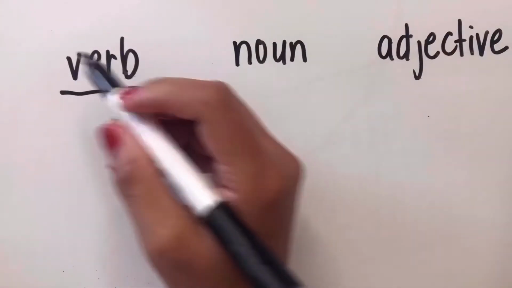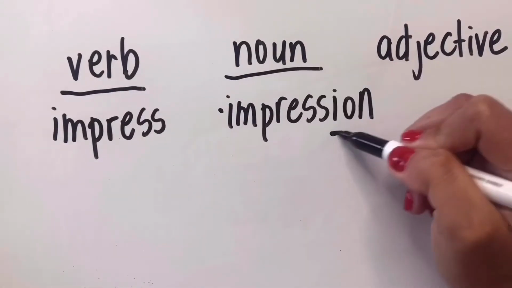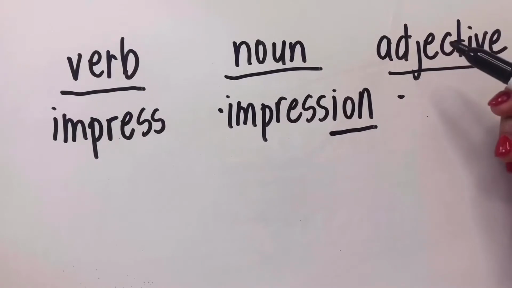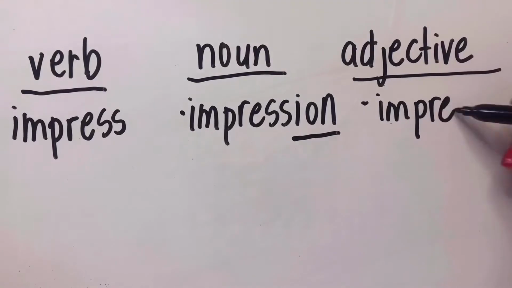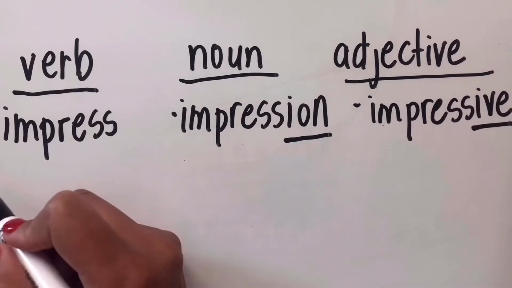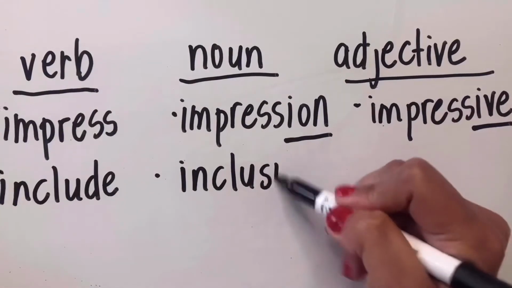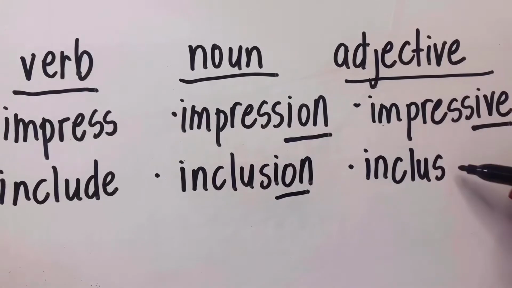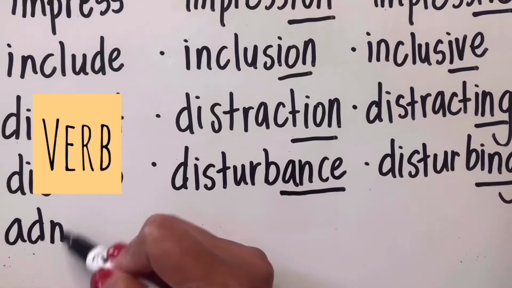The first verb is impress. I can impress someone. Impression, ION for a noun. And to describe someone that can impress, you can say, he or she was impressive. So it ended in IVE as an adjective. Another word is include. Inclusion, ION again. And to use include as an adjective, I would say inclusive. Very similar to impressive.